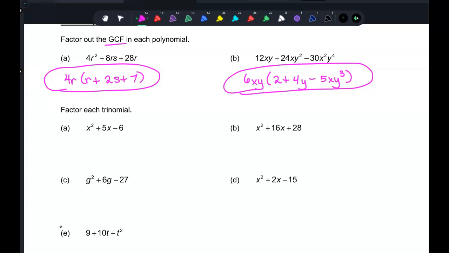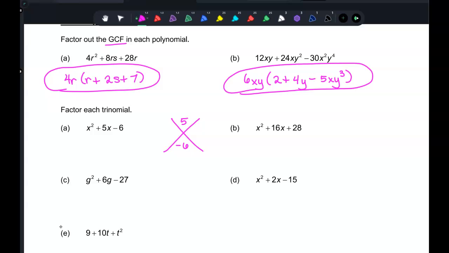Okay, questions. Trinomial. That's X plus X plus 5. Diamond method. It's 2 and 3? They add together to give us 5. Oh, it's 1 and 6. Negative 1, positive 6.